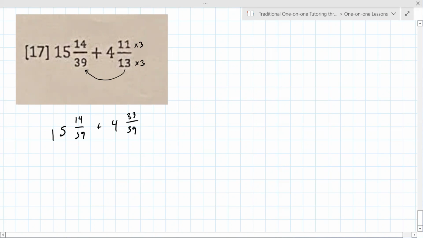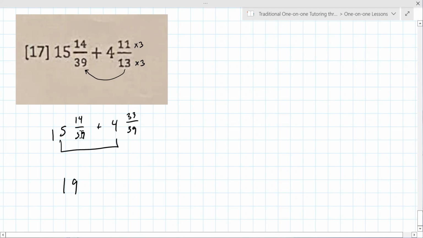I'm writing it down. And you just add it and you get 19 and 25/39. Well, that's true, but no, you don't add 11 and 14. You have to make 11 into 33. Oh, multiply. Wait, yeah, I forgot about that one.